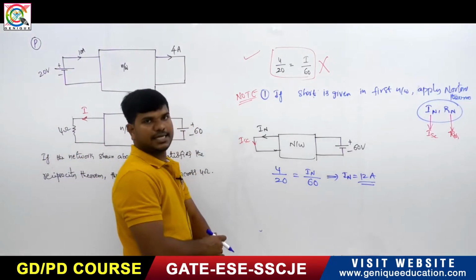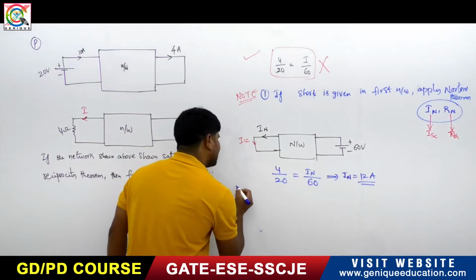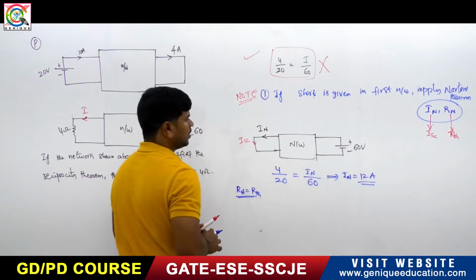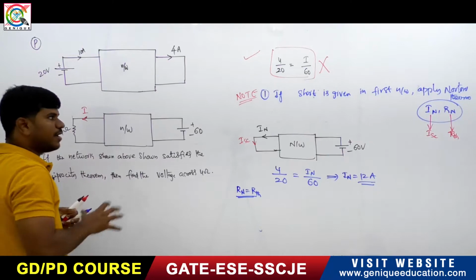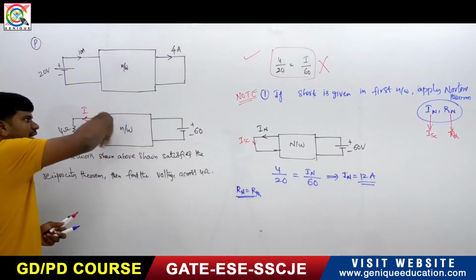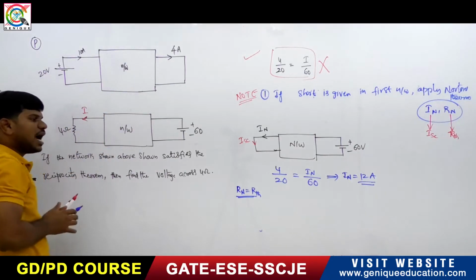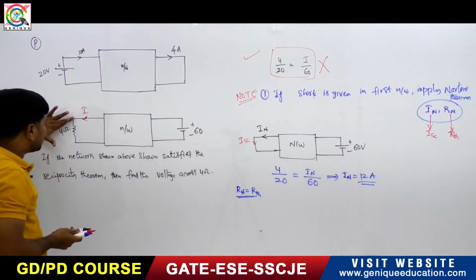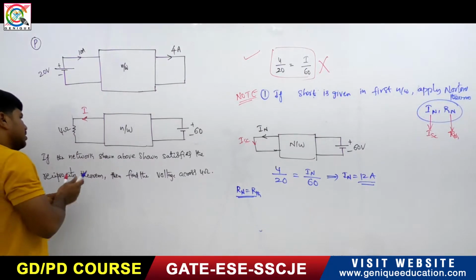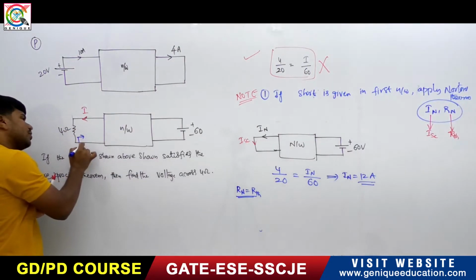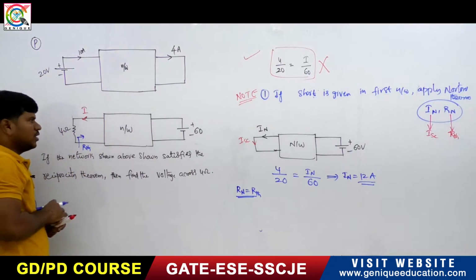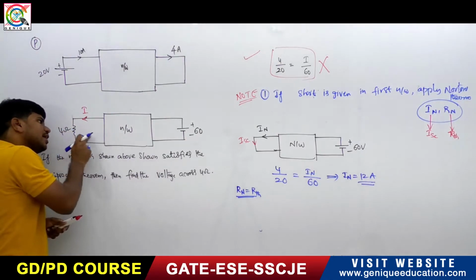Can we find the RTH here? For finding RTH or RN, how can we find it? For finding RTH for this entire network, first of all, I have to remove this load, and also calculate the RTH in this direction. You can also put this load here, but we have to find the equivalent resistance from this side.